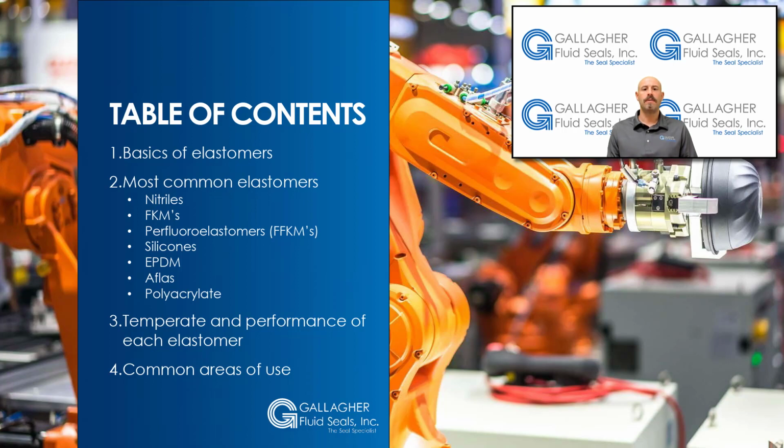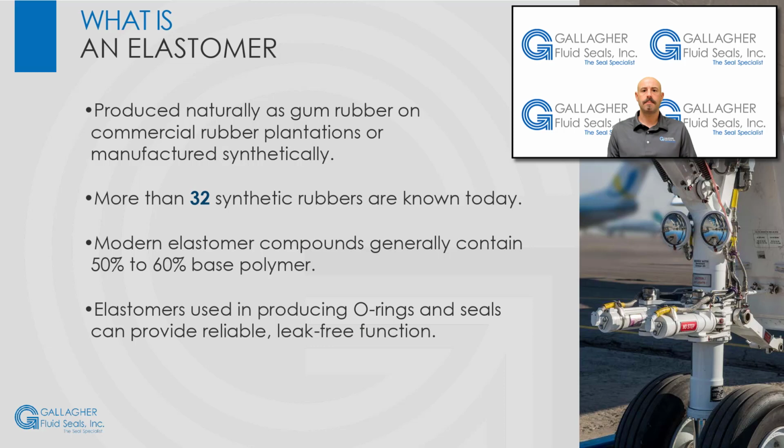Within each one of these elastomer families, we will discuss specifics on temperature and chemical performance, as well as a summary of common areas of use for that material. An elastomer is either produced naturally as gum rubber on commercial rubber plantations or manufactured synthetically by the chemical industry. Today, more than 32 synthetic rubbers are known. Modern synthetic elastomers were developed during World War II as global shortages of natural rubber forced their development.